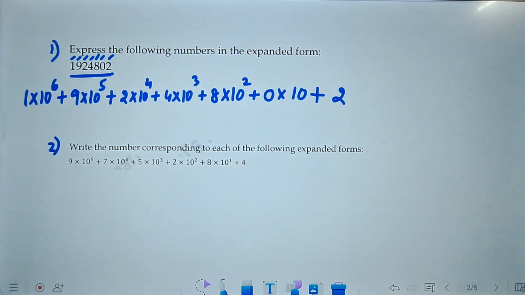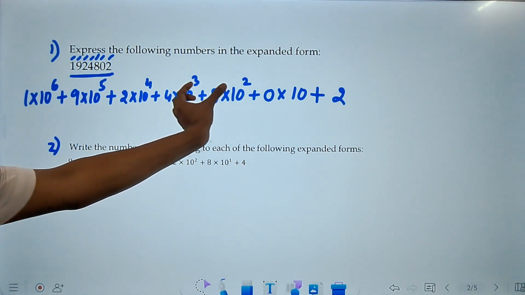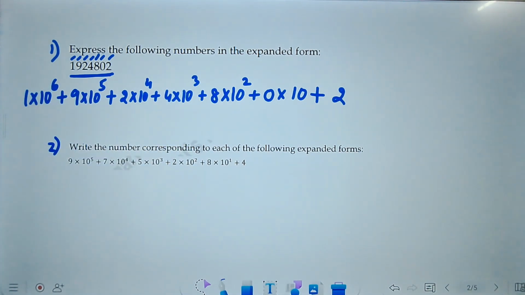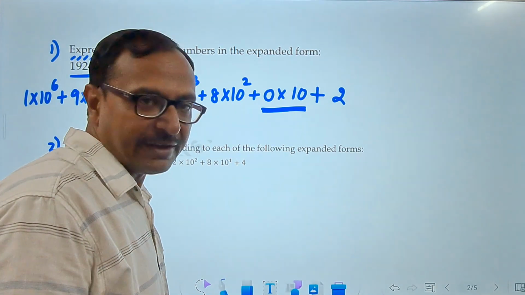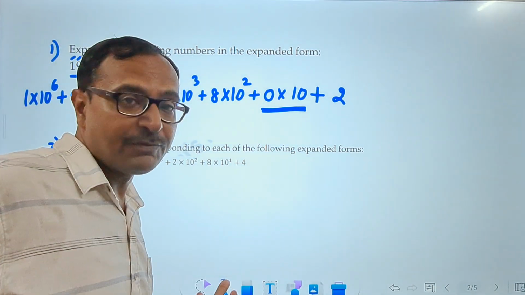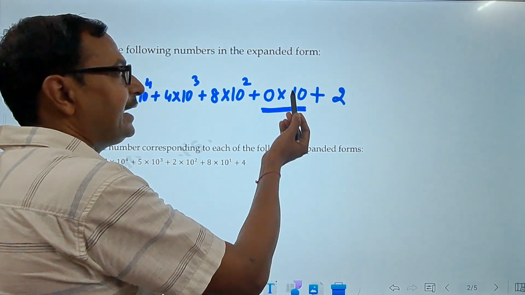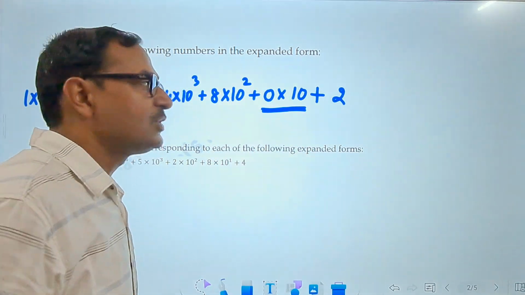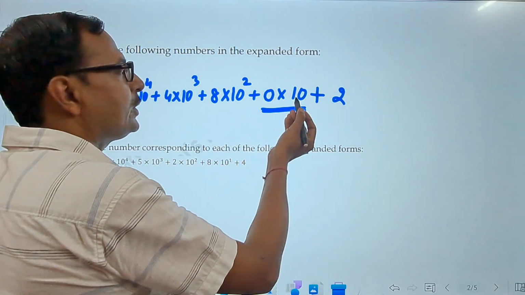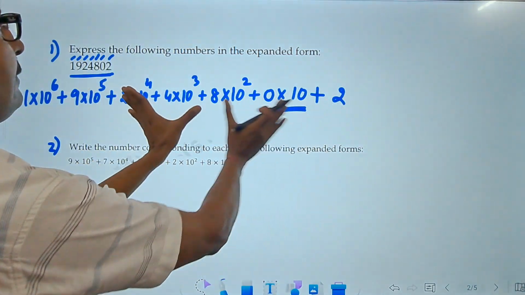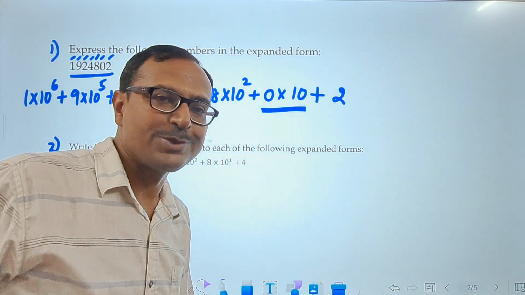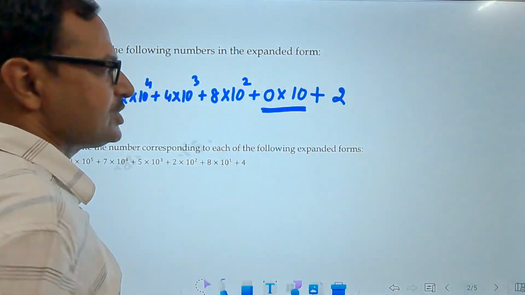Look at this expanded notation. All the digits correspond to one part of this expanded notation, and you should know the place value. This part, 0 into 10, even if you don't write it, it is perfectly fine, but then it creates confusion. You have to eliminate 10 and then move on to 10 square directly. So to avoid that, just write 0 into 10, and maybe in the next step you can eliminate this part and write the remaining part as the answer for the question. So this is called expanded notation.